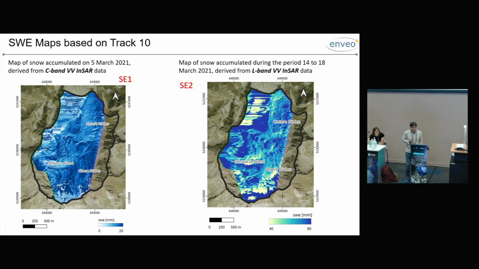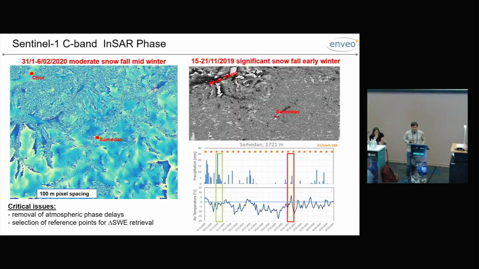Now, how does this look when we go with these concepts toward a satellite geometry? I show you here one example for a Sentinel-1 C-band interferogram, covering the very west of Austria, the Engadin, and the eastern part of Switzerland. So Samedan is here. This is the Engadin Valley. I show you here the phase image and two examples of the time series.